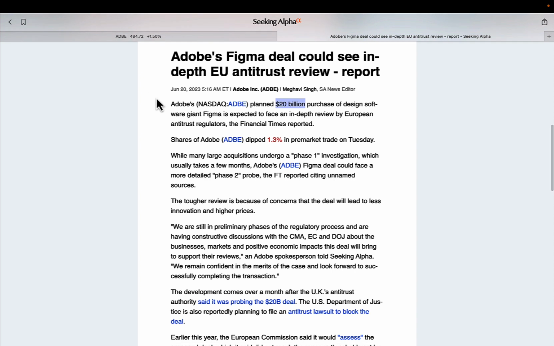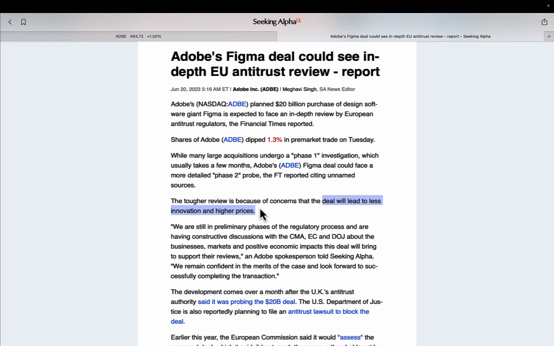So from this report, we can see that the EU will perform an antitrust review into Adobe's $20 billion acquisition of Figma and has said the deal will lead to less innovation and higher prices. And these sort of antitrust lawsuits are always there. If you take a look at Microsoft's acquisition of Activision, that has been going on for some time.